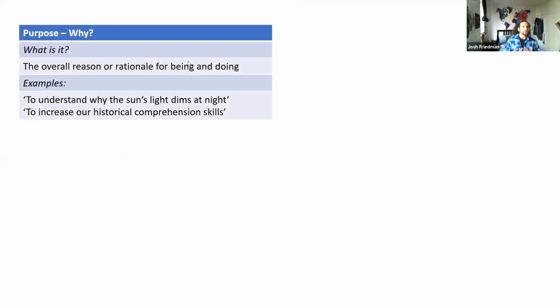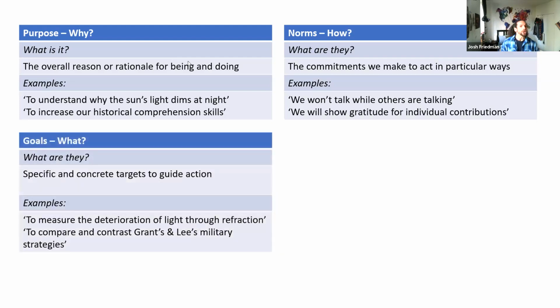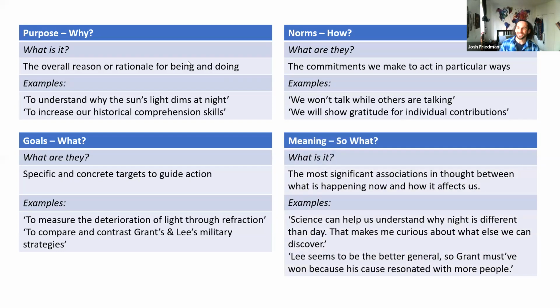So purpose, the overall reason or rationale for being and doing, it answers the question, why, as mentioned earlier. Norms, what are they? They're the commitments that we make to act in particular ways, right? They answer the question of how. Goals, what are they? They are specific and concrete targets to guide action. They answer the question of what. And meaning, it is the most significant associations in thought between what is happening now and how it affects us. And that's us as an individual, and it's us as a group.